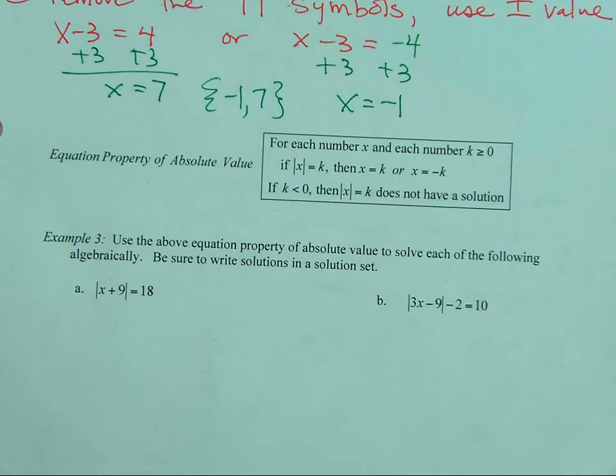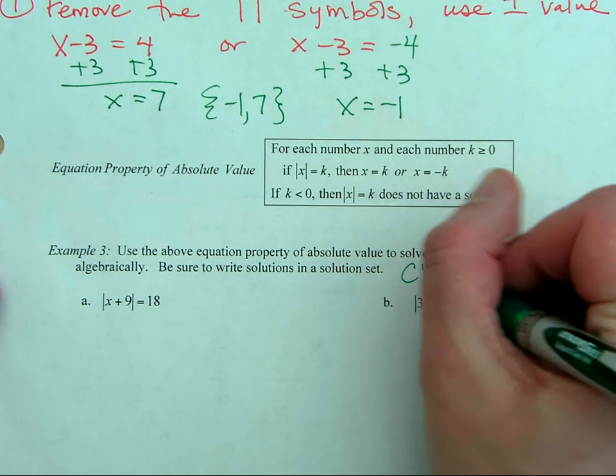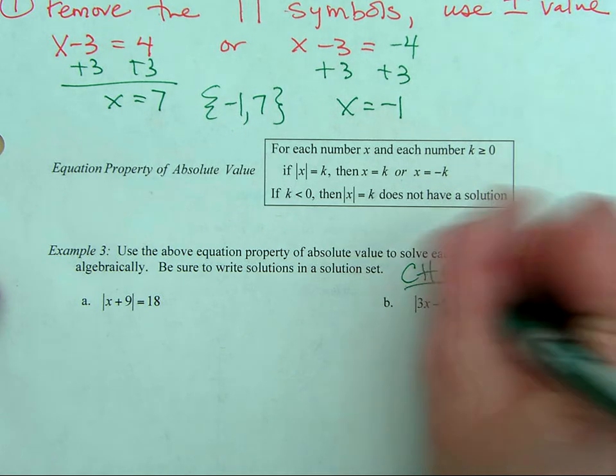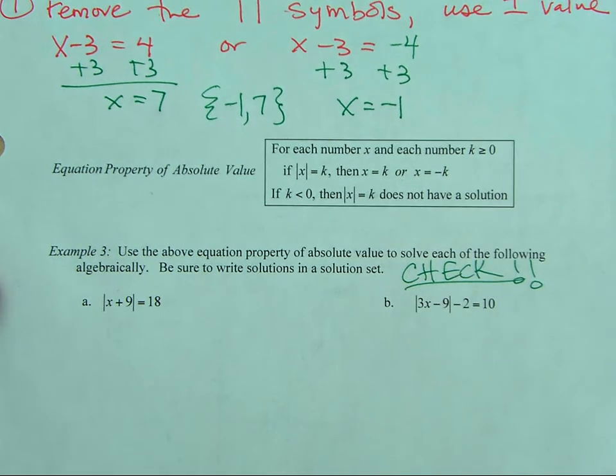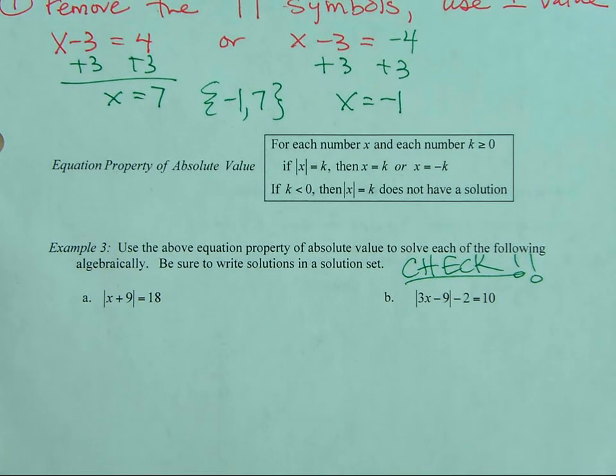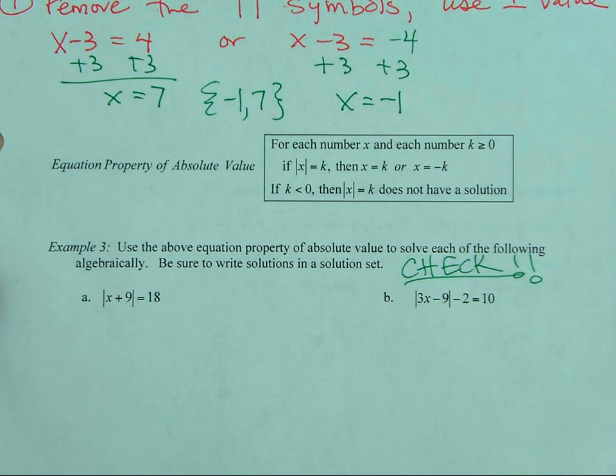So for example 3, we're going to use the above equation property of absolute values to solve each of the following algebraically. Then we're going to write the solutions in set notation, and we're going to check, because we have OCD about math, and that's okay. That's the one area in life it's a good thing.